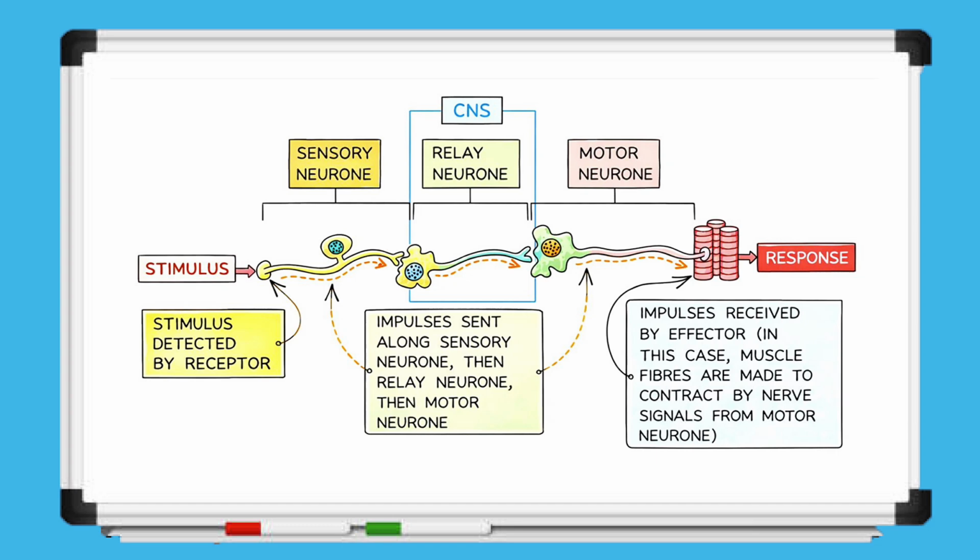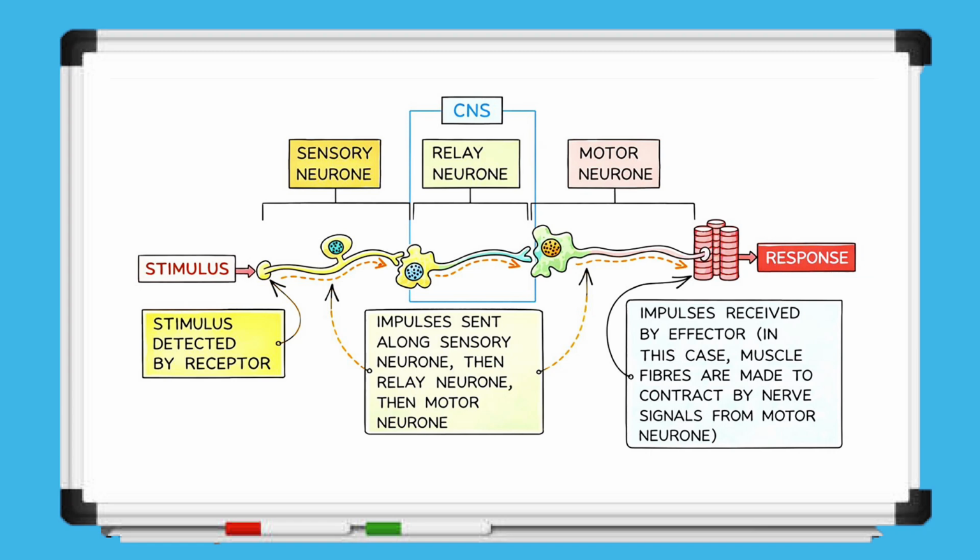Now here's a diagram which shows the nervous system's quick and automatic response to a stimulus. This process involves the central nervous system and 3 types of neurons that work together to produce a fast protective response. The process begins with a stimulus, which is any change in the environment such as heat, pain, or pressure. This stimulus is detected by a receptor, usually located in sense organs or the skin. The receptor identifies the change and converts it into an electrical impulse. Once the impulse is produced, it travels along a sensory neuron towards the central nervous system.